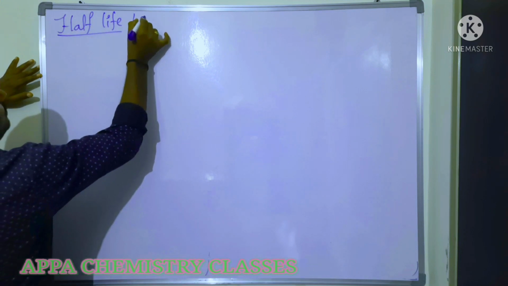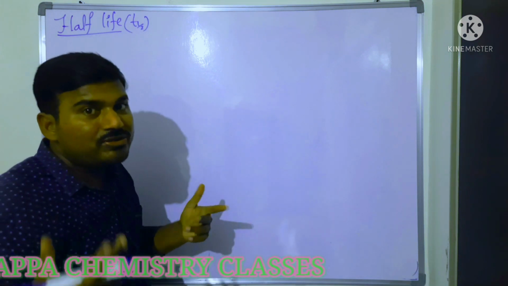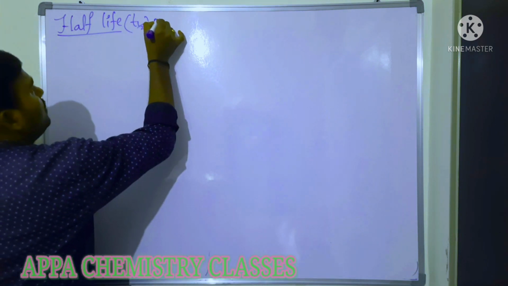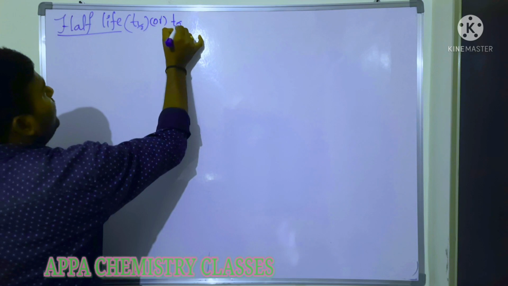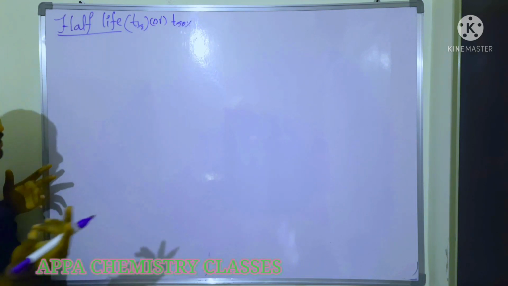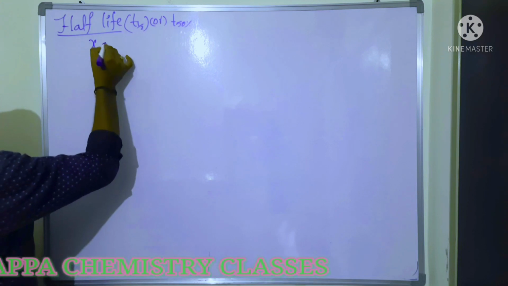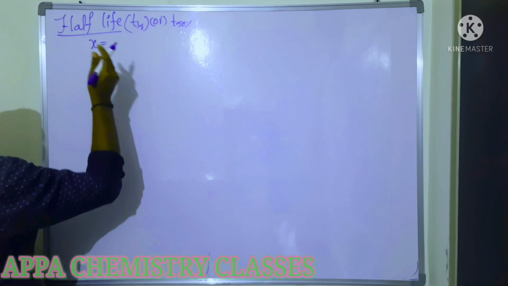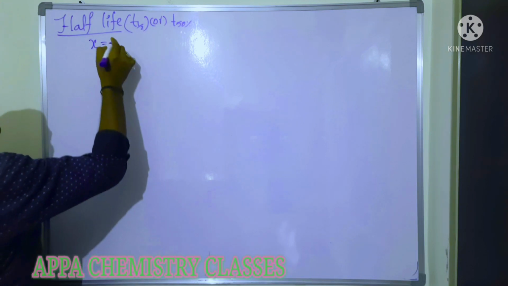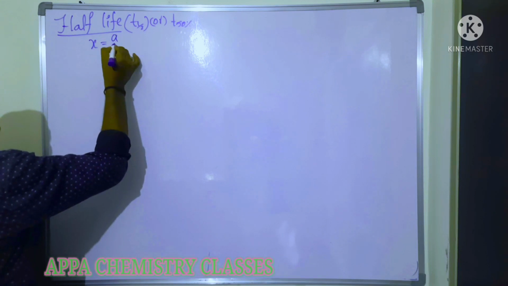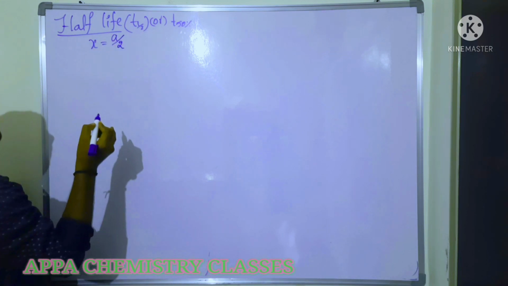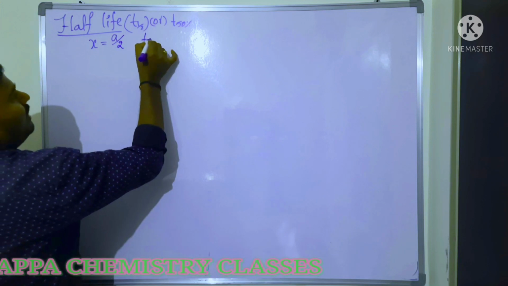Half-life is nothing but the time required to consume half of the initial concentration. That is t 50% or t half. Now we have to place the X value. The time required to consume half of its initial concentration: initial concentration is A, its half will be A by 2, and the time becomes t half.